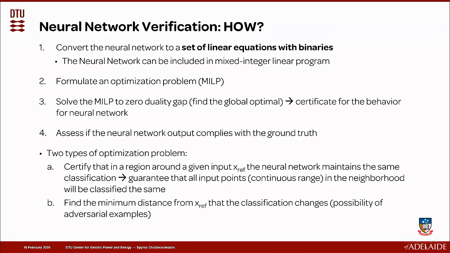Okay, two types of problems. The first is that we certify that in a region around a reference point, the neural network maintains the same classification. So then I can certify that for large chunks of my input region, I have the same classification. And that's how I can certify the output for continuous ranges. The second optimization problem we are going to formulate is that we find the minimum distance from the reference point at which the classification changes. And I'm going to explain why this helps us systematically identify adversarial examples.